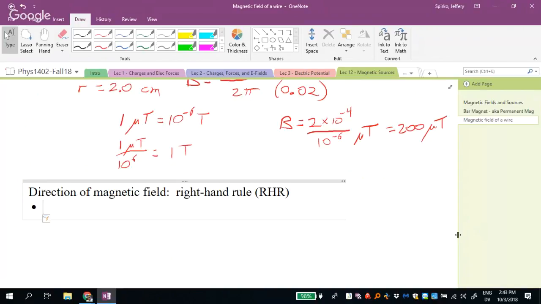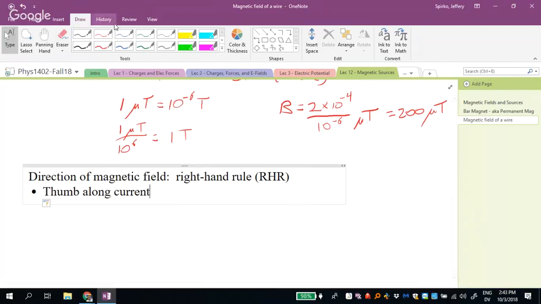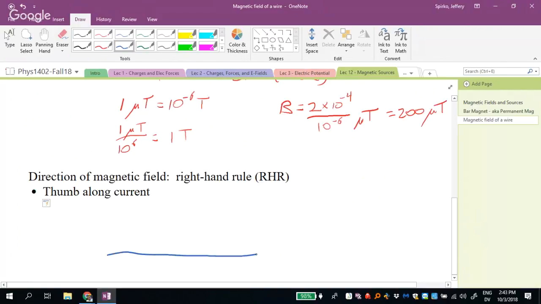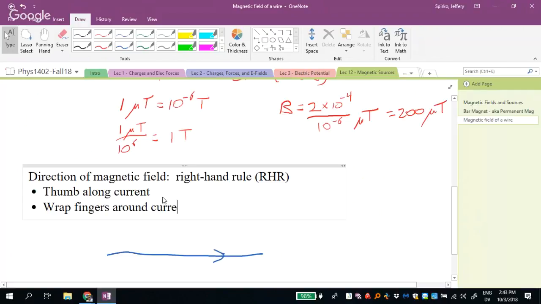So you take your thumb and place it along the current. We had a current that was a blue line like that. So you place your thumb along the current. And then the second part is, you wrap your fingers around the current, and your fingers are showing you B, the magnetic field.